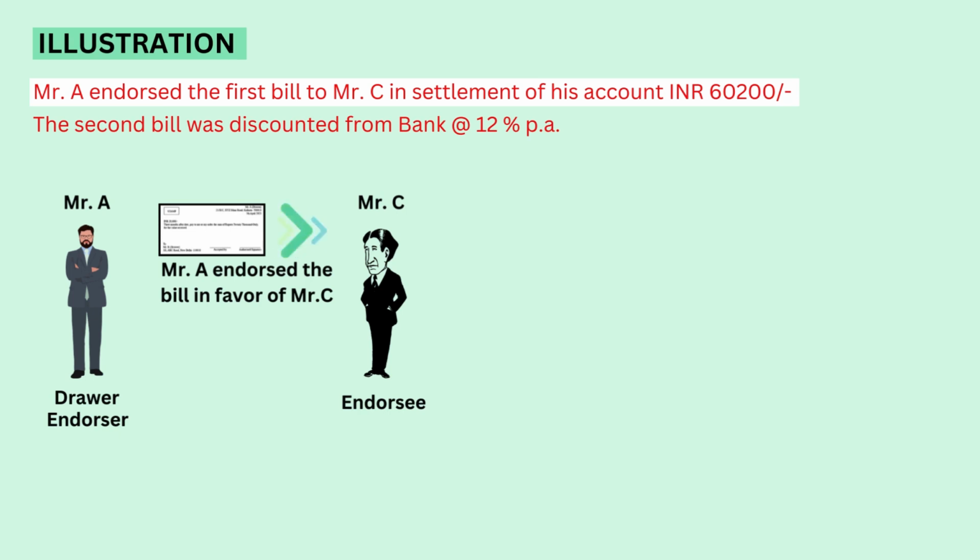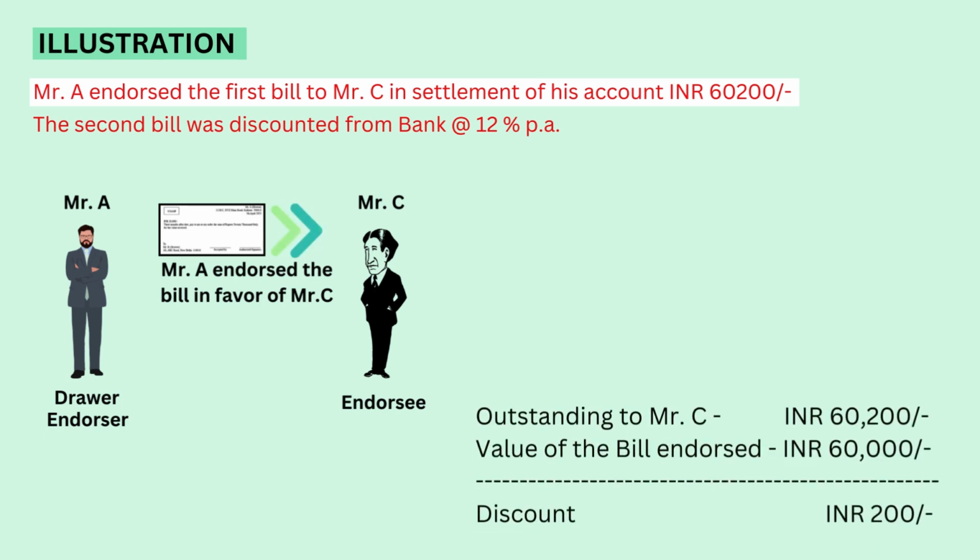It's fine. But what about the balance amount? That is rupees 60,200 minus rupees 60,000. It is 200. As Mr. A settled the account of Mr. C, we need to consider the balance amount as discount received for Mr. A and discount paid for Mr. C.